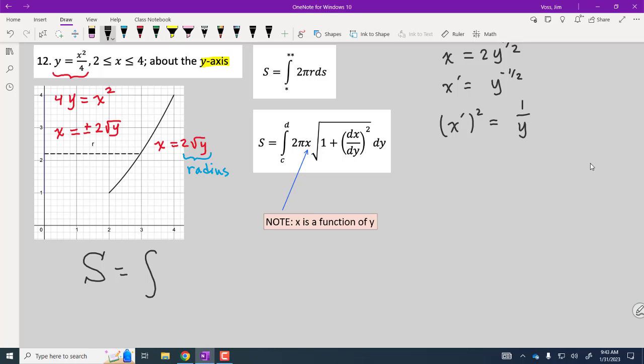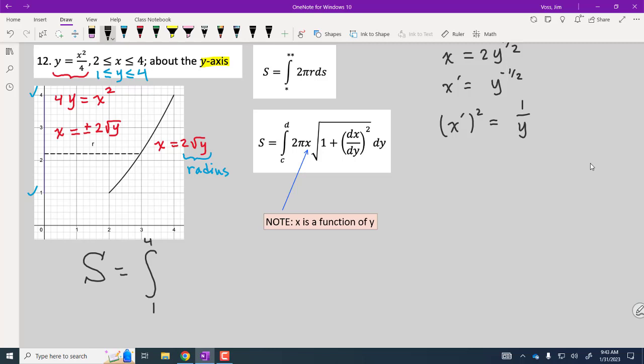So y will end up being between 1. Let's use a different color. So y will end up being between 1 and 4. Let's see if we can convince ourselves of that. So if you plug in x equals 2, 2 squared is 4, 4 divided by 4 is 1. That's that y value. This over here, you plug in 4, 16 divided by 4 is 4, so your y values are between 4 and 1. So those are our limits of integration from the y-axis.